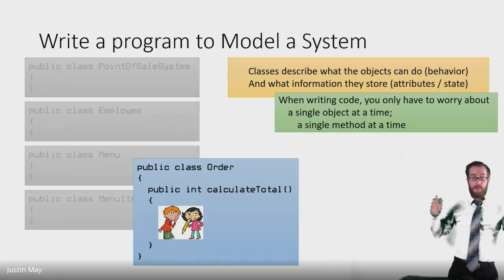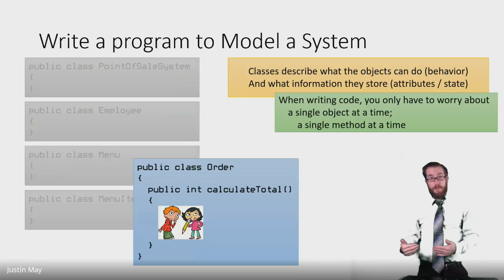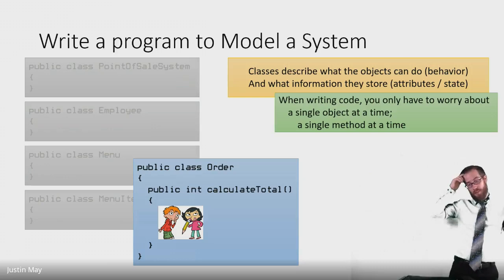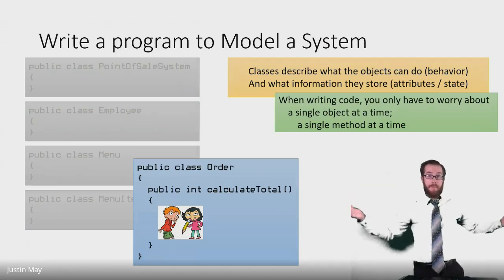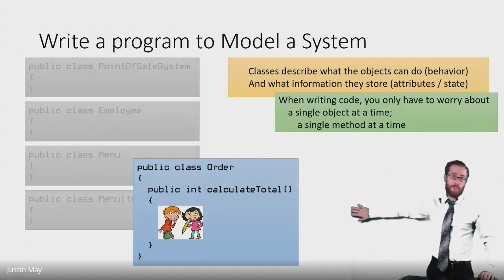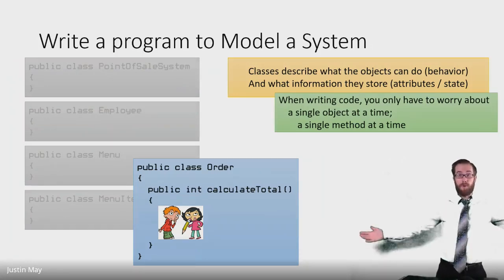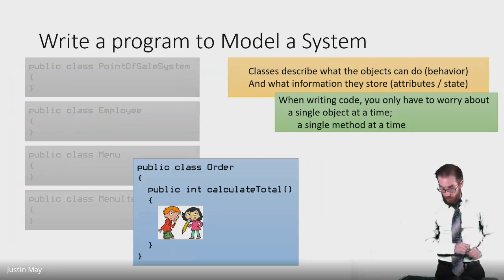That's it. Solve that problem, move on to another method, solve that problem, until you've written all of the methods. But you're not writing all of it at the same time in one moment. You're just solving one little problem. And once you solve all of the little problems, you'll have solved a big problem using all of those small solutions.